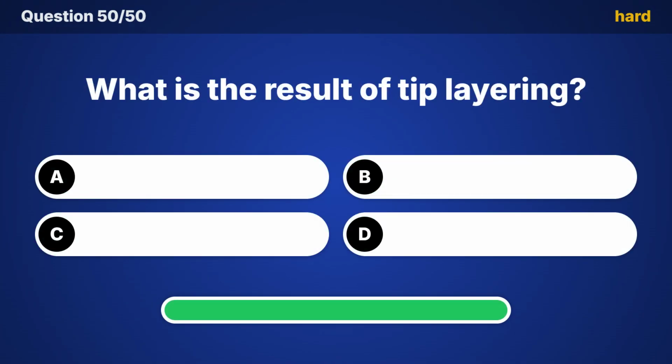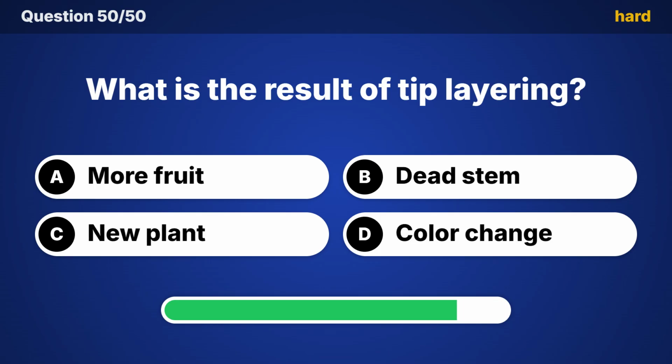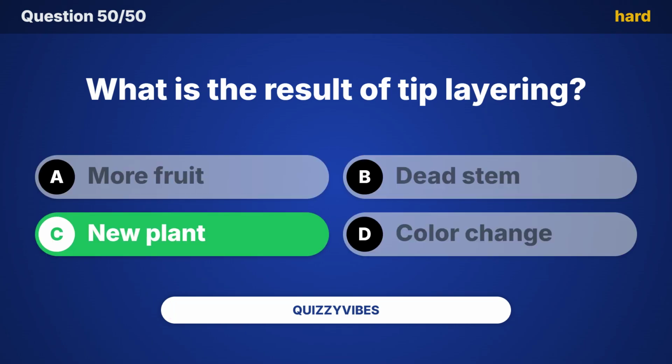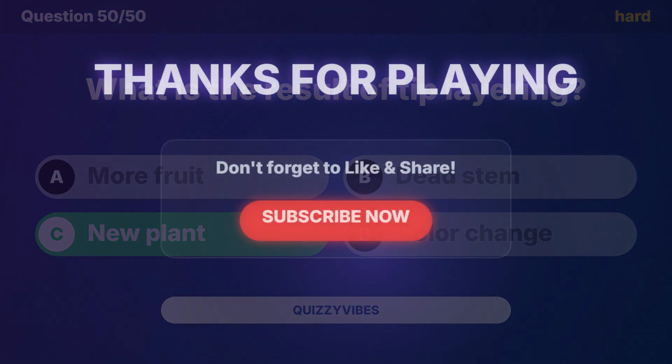What is the result of tip layering? Answer, new plant. And that's a wrap.